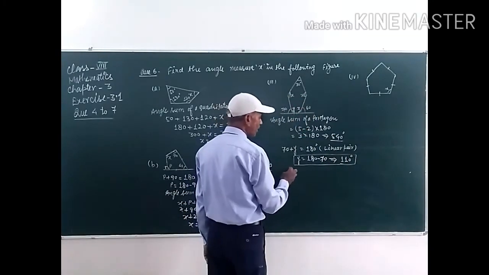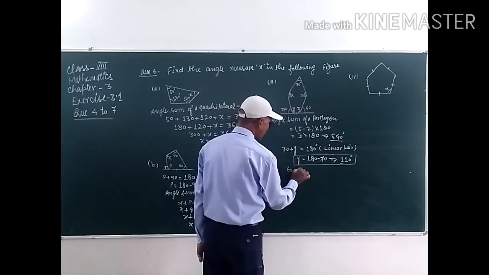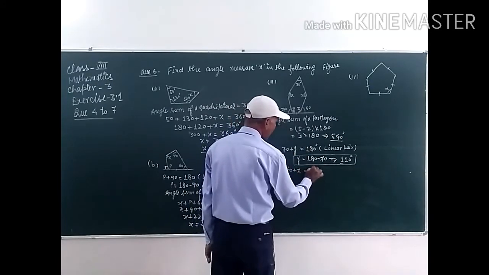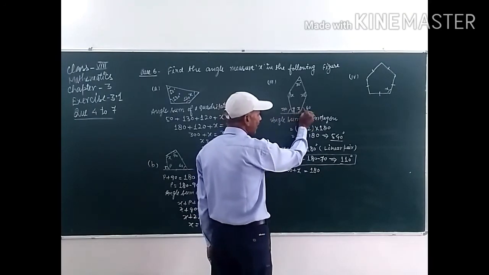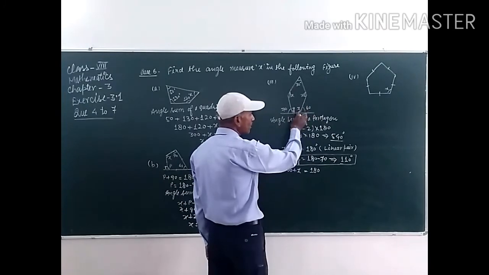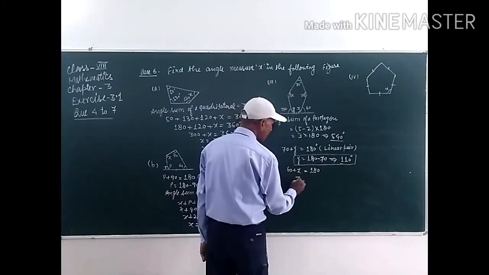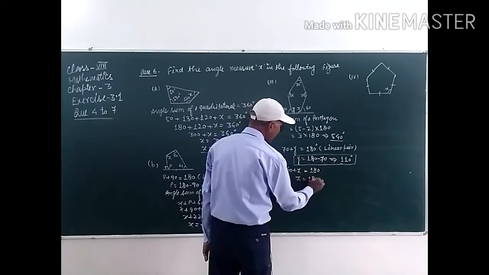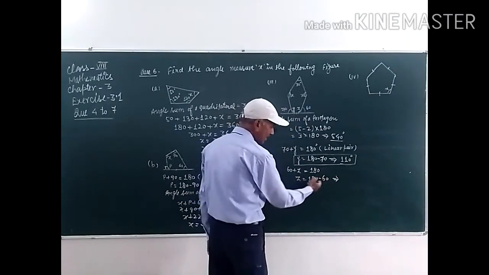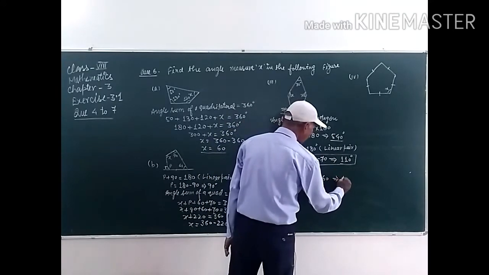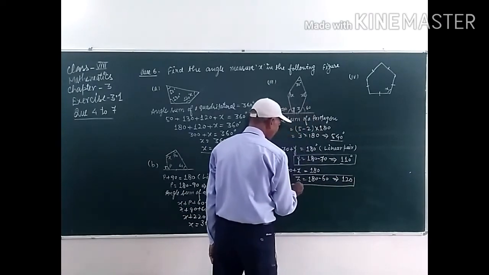And now we have to find out z. 60 plus z is equal to 180 degrees. Why? Also a linear pair, this angle and this angle on a line. So z plus 60 is equal to 180 degrees. So z is equal to 180 minus 60, and after subtracting 60 from 180, we find 120. So the value of z is 120 degrees here, students.